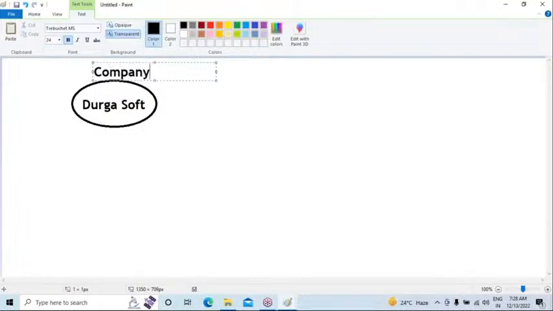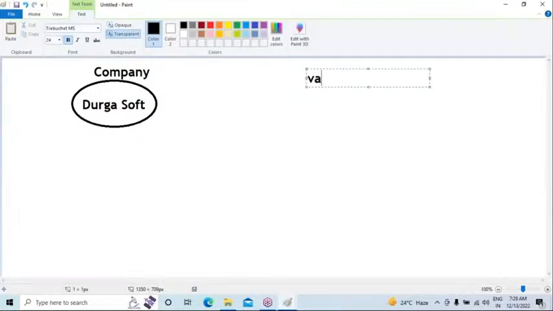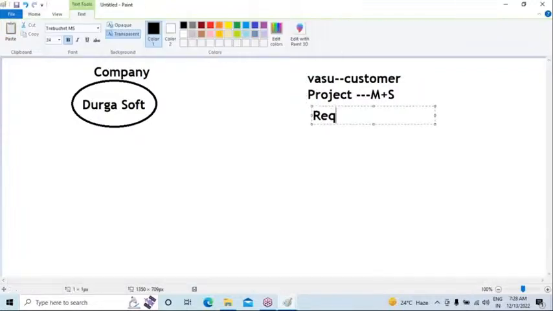So this is a company, an organization. Like, see, I'm the customer. I require one project. The project should be manual plus Selenium code. So these are my requirements.